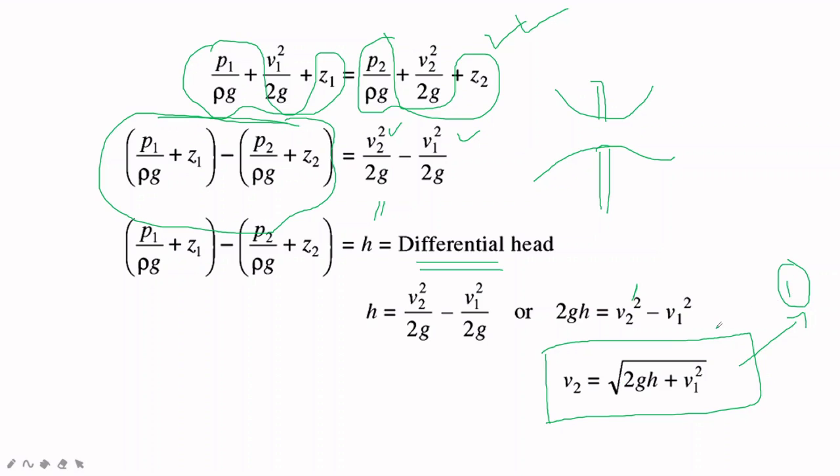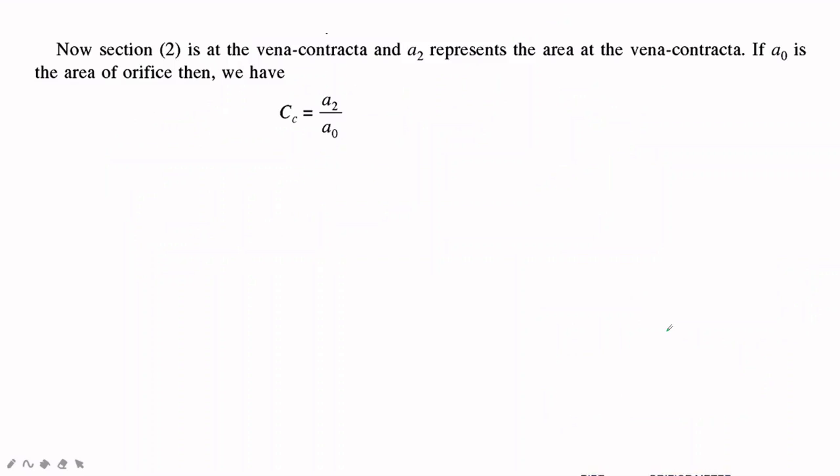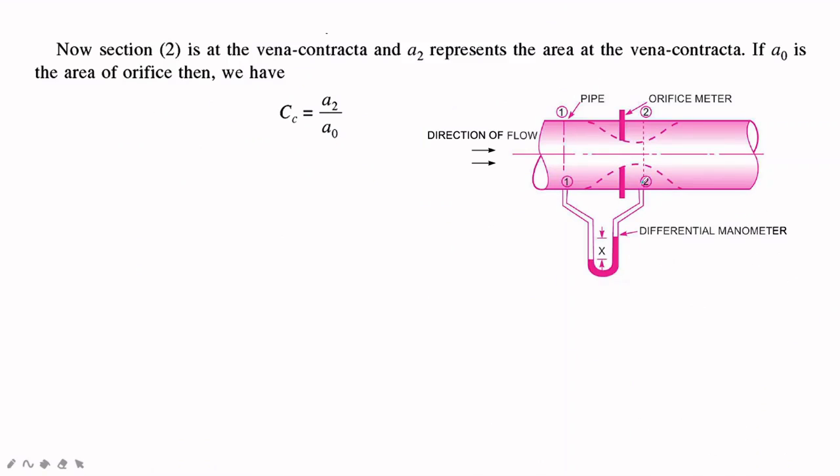Now section 2, I'll show you. At section 2, what we can see is the vena contracta. This method of flowing water is termed the vena contracta. A2 represents the area at the vena contracta. So section 2 is at the vena contracta, where A2 represents the area at the vena contracta and A0 is the area of the orifice.